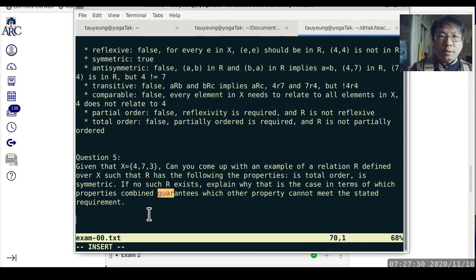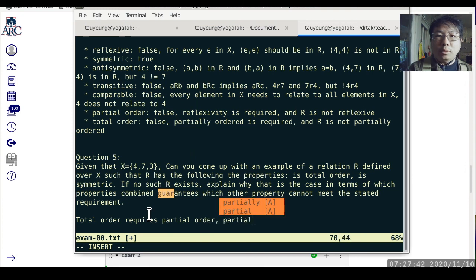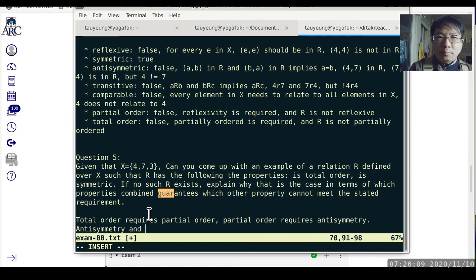So we first state that total order requires partial order, and partial order requires anti-symmetry. So with anti-symmetry, let me see. Anti-symmetry by itself is not a problem, but when we combine anti-symmetry and comparable, it means that 4R7 or 7R4, because 4 and 7 have to relate in one way or the other.